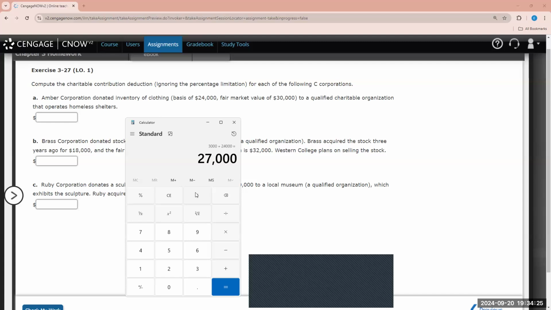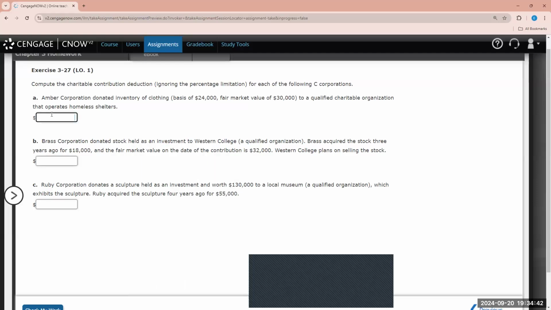In this case, it will be 27,000, which is the property's basis plus 50% of the appreciation, or twice the property's basis. The basis is 24,000. We multiply it by 2. So if we compare 48,000 to 27,000, we know that 27,000 is the lesser of the two.